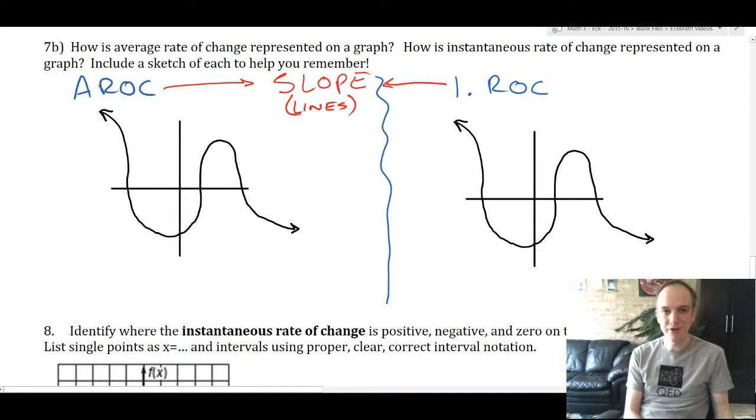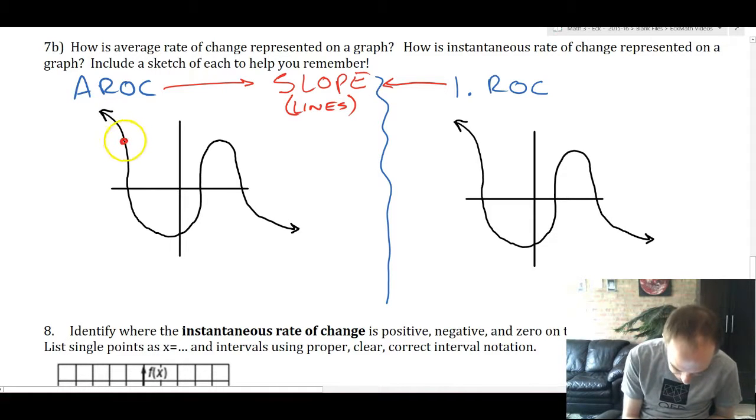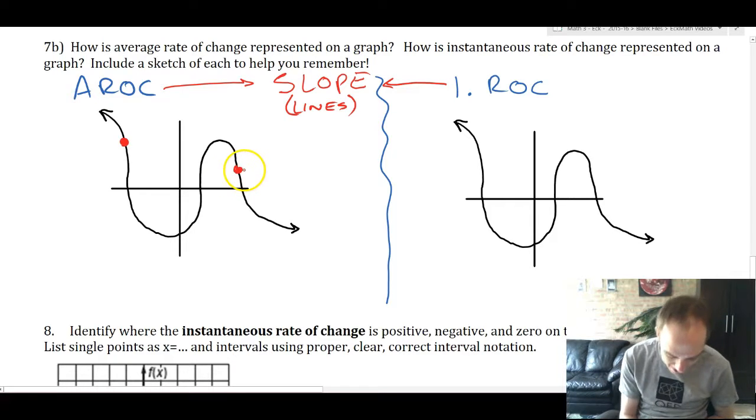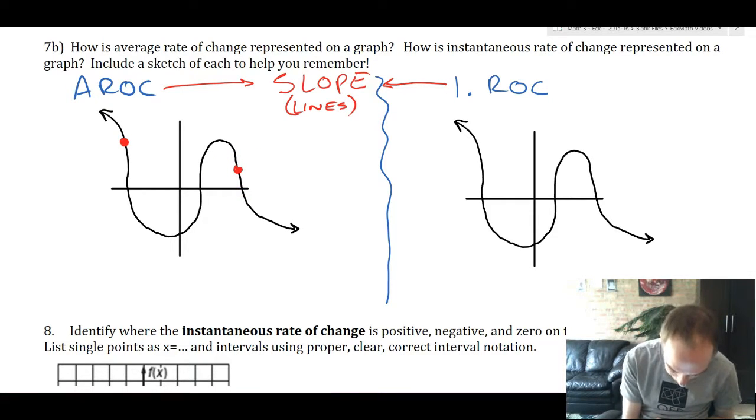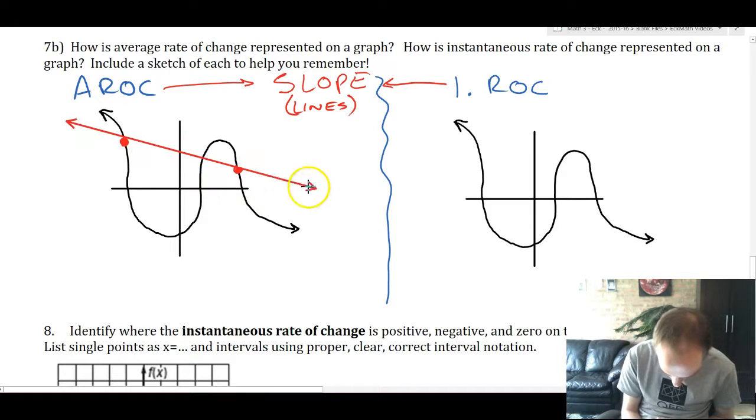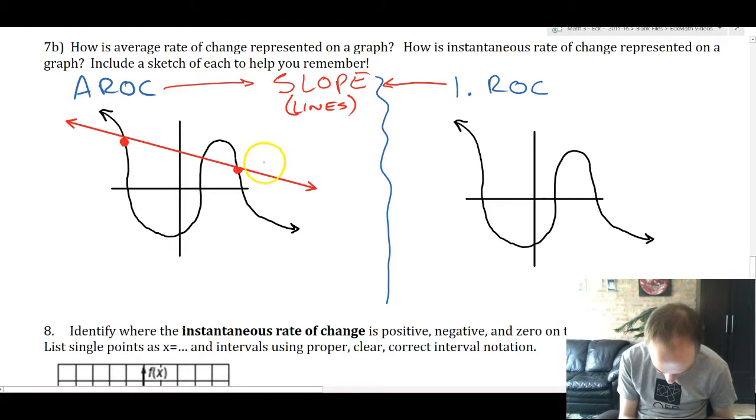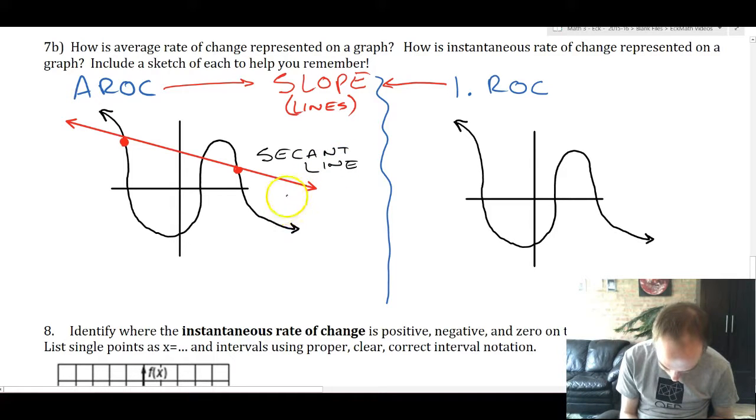So average rate of change, we already said average rate of change requires 2 points. So say the problem gave us 2 points like this. Average rate of change is a slope of the line connecting those 2 points. And we call that line, that's kind of our version of connecting for today, a secant line. And the slope of that secant line is the average rate of change.